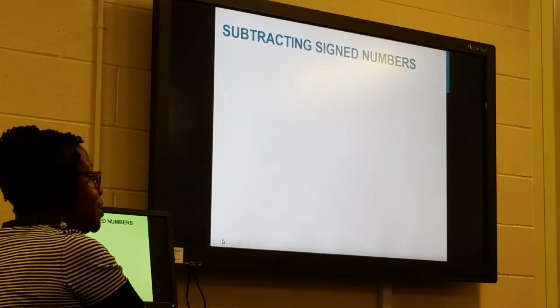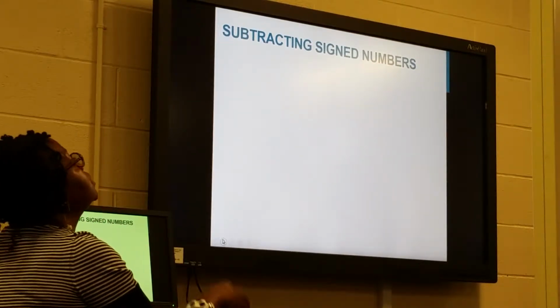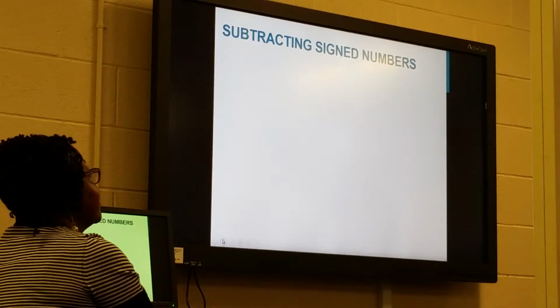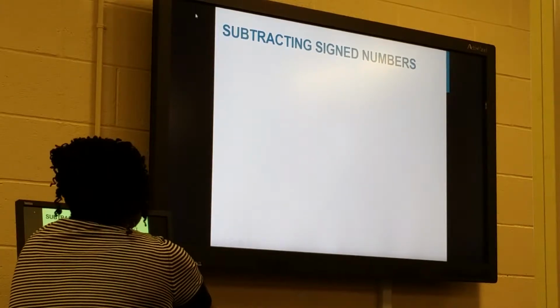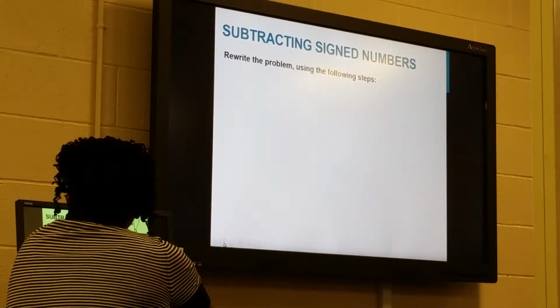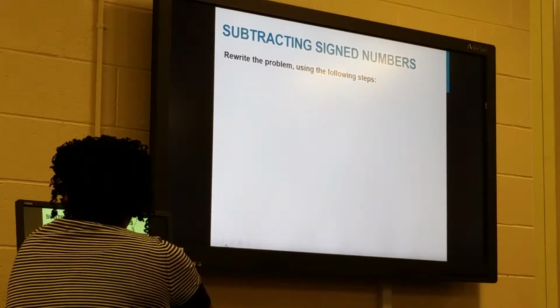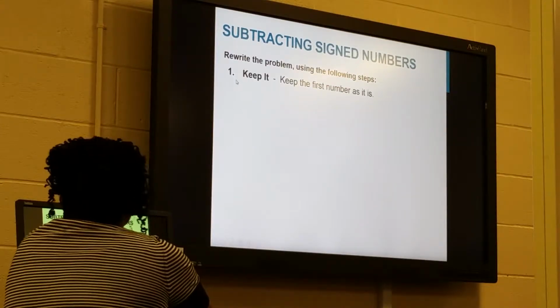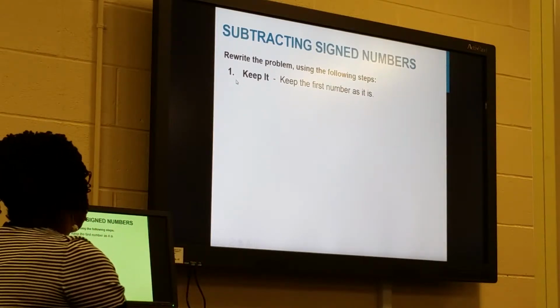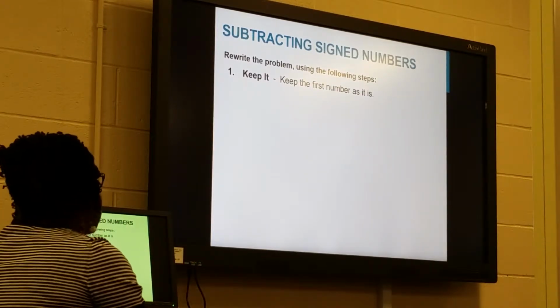First we added integer numbers. Now we're subtracting. So write this down. Rewrite the problem using the following steps. First, keep it. Keep the first number as it is.